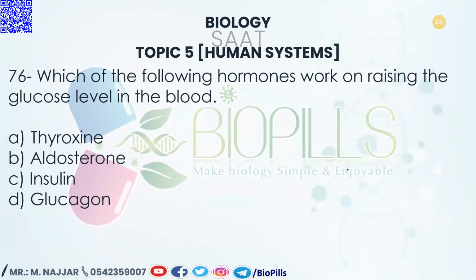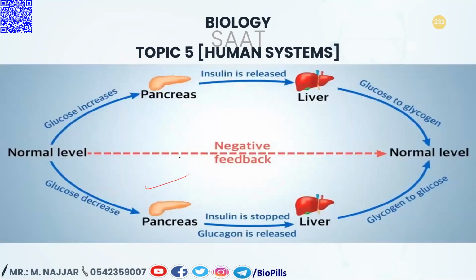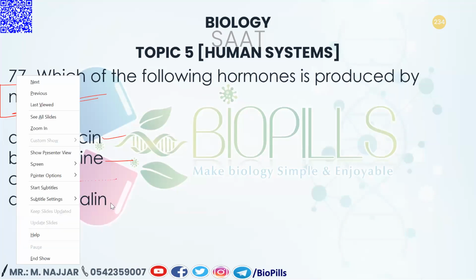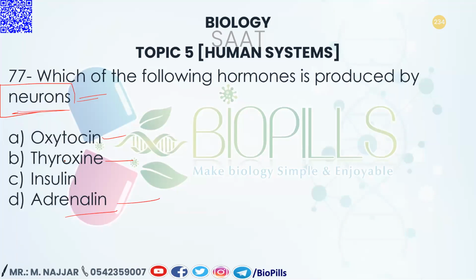Which of the following hormones work on raising the glucose level in the blood? Same thing. Yes, glucagon raises it. Same illustration. Which of the following hormones is produced by neurons? Here it is mainly, yes, oxytocin. Yeah, you have to know it. Thyroxine is from the thyroid, insulin from the pancreas, adrenaline from the adrenal. If you do not know the answer, you can exclude them by the previously mentioned way. Yes, perfect.